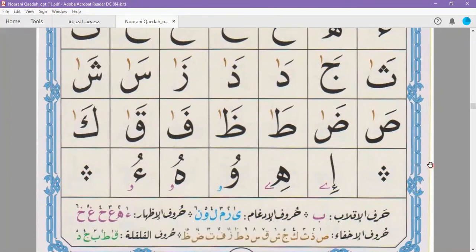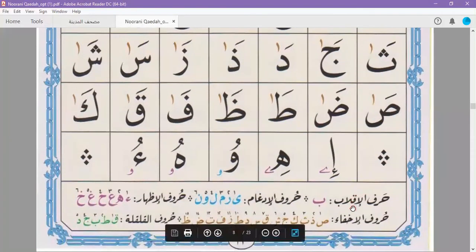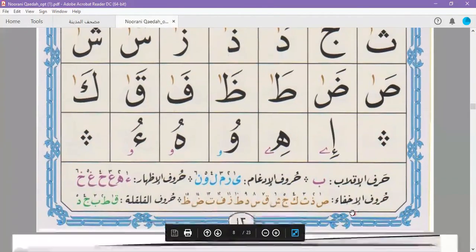By the end of this lesson, you should memorize the letters of iqlab. There's only one letter, but memorize the word iqlab and its meaning is to change. Memorize the word al-idgham. Its meaning is to merge. The letters are yarmalun. And memorize idhar, meaning making clear. The noon sound is to be clear. And its letters are the throat letters. And the word ikhfa, meaning to hide, and the remaining letters, leaving these three categories, the remaining letters are ikhfa letters. And then qalqala is to bounce, and the letters are qutbu jad, qaf taba jim dal.